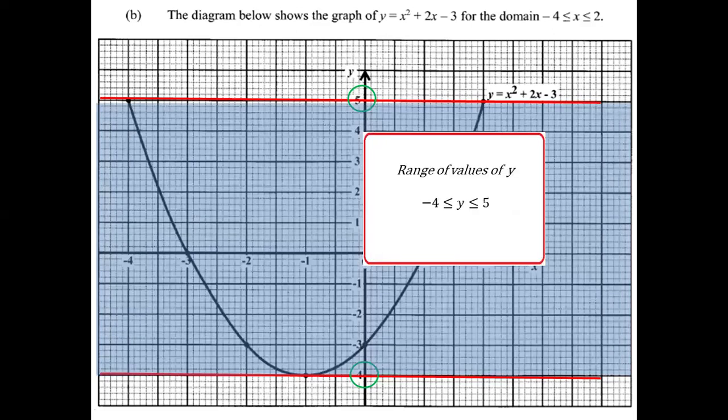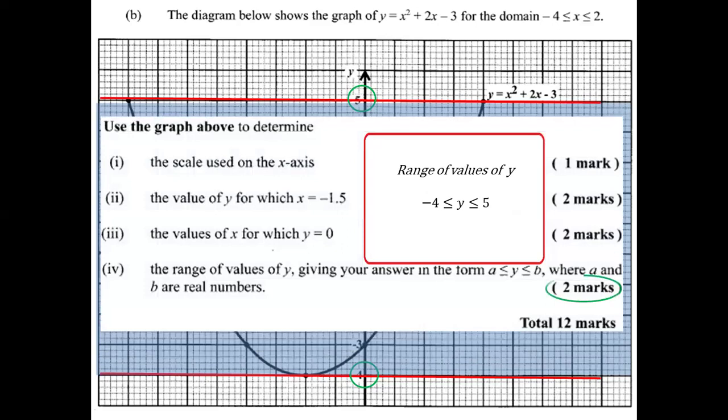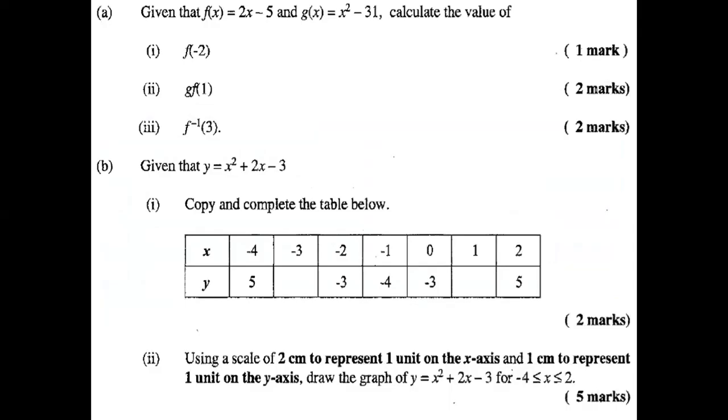So how you'd write that range is minus 4 is less than or equal to y, less than or equal to 5. So my green circles there indicate the ranges. So it's minus 4, 5. Y falls in between those points inclusive. And that's it for our question there. Nothing hard, just something you should look over.